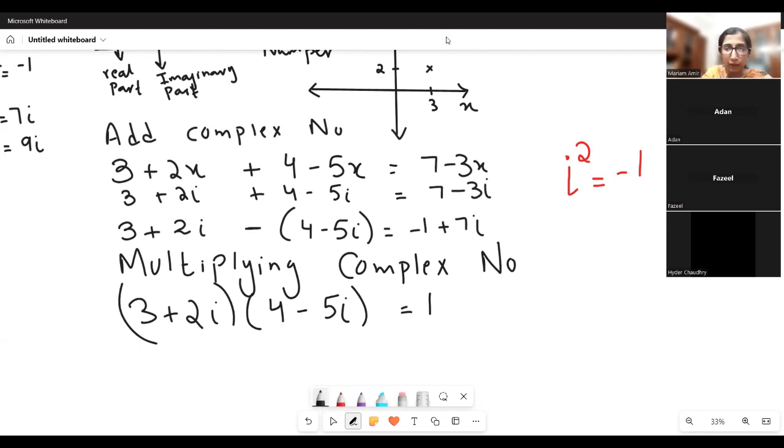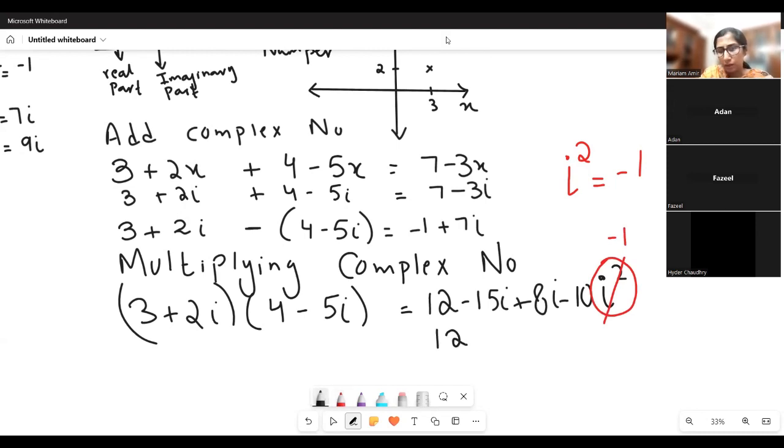So 4 times 3 is 12. Then 3 times minus 5 iota would be minus 15 iota. Then 2 times 4 is 8, so 8 iota. And then minus 10 iota square. And iota square is actually -1. So we have 12 minus 7 iota, and then plus 10. So we have 22 minus 7 iota.